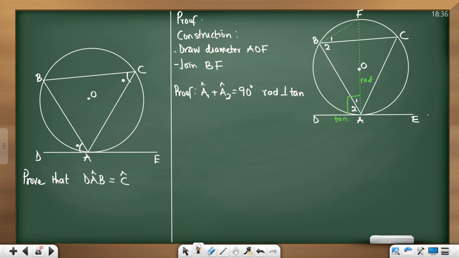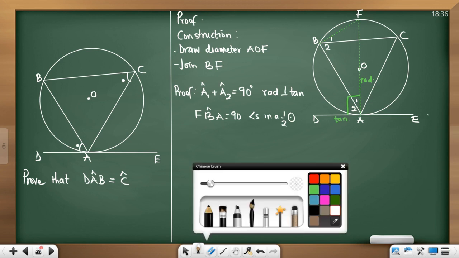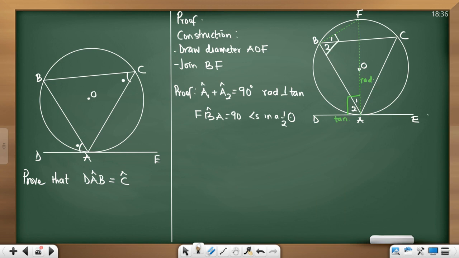Now, watch. So that's the first thing, right? Now, watch the second condition. We have a diameter AOF. It means that B1 plus B2 is also equal to what? 90. So FBA is 90. Angle in a semicircle. Let me go mark that point for you. This is 90. Right. That is 90. That's our second step.